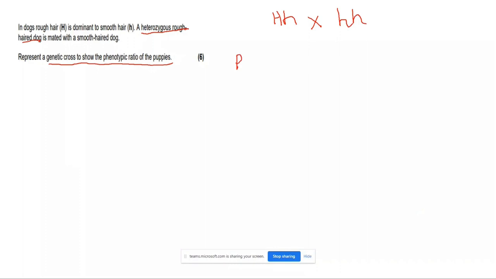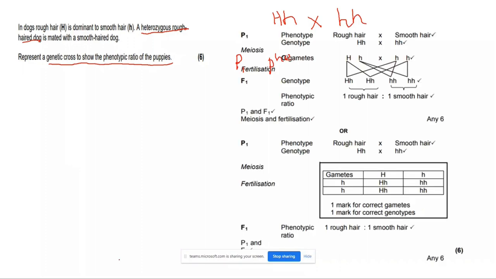So remember, we start with P1 and we always go phenotype. P1, my phenotype, rough hair with a smooth hair, 1 mark. The genotype for rough hair is big H, small h. Reason why? Because it is heterozygous. Smooth can only be small h, small h. Meiosis, gametes are formed, the two alleles separate, there's my gametes, I get a mark. Fertilization takes place, and in the F1 genotype, I have two rough hairs and two smooth hairs. So 2 to 2? If I simplify that ratio, it is 1 to 1.